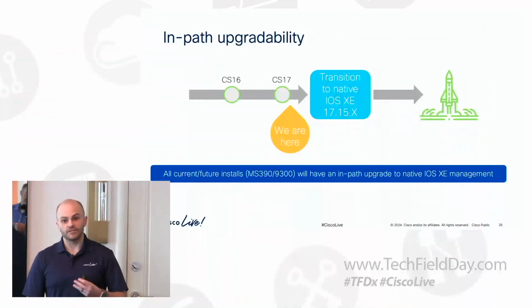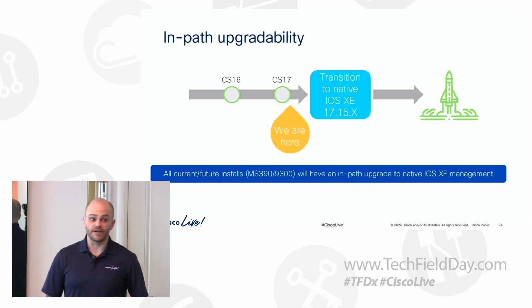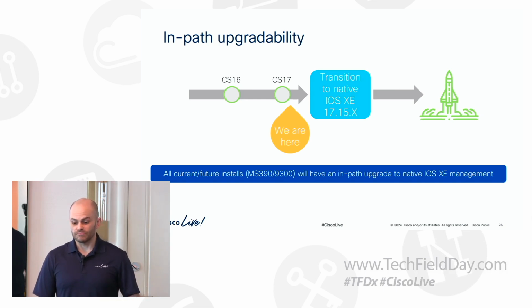So we are planning on having in-path upgradability. The code that's on the switches today will have a path to just upgrade into this new architecture. We're not going to make you wipe all your switches or do some really painful processes to get there. We're going to be automating all of that so that when we go from what we call our CS17 release to our native IOS XE release with 17.15, it should be fairly similar to just doing a code upgrade. We are in the process of testing right now and making sure that we take care of any corner cases we can find so that it's as easy as possible.